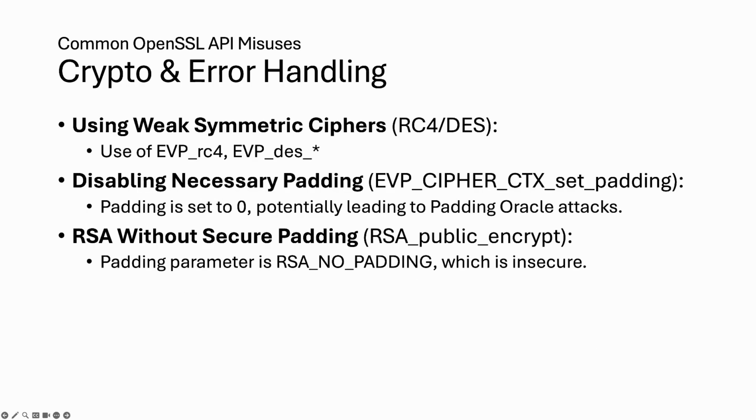Similarly, in core crypto operations and basic error handling, misuses often occur. This includes directly calling functions for known weak ciphers like RC4 or DES. A subtle but critical error is disabling standard padding for block ciphers, which breaks security assumptions. And using RSA without proper padding is another classic mistake. So again, this is just a sample to illustrate the kinds of problems that arise when using these complex APIs.